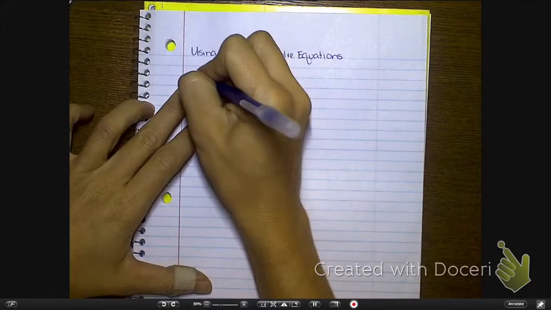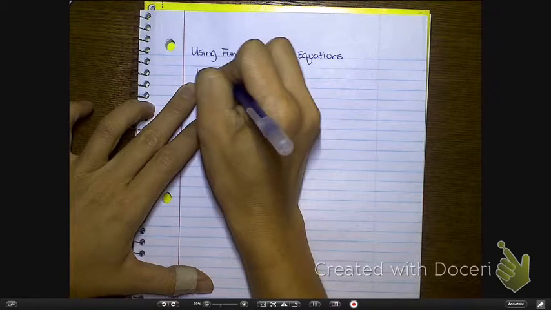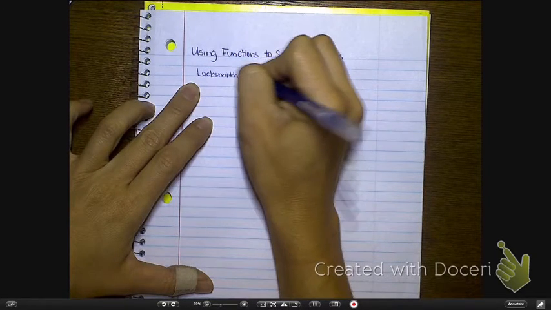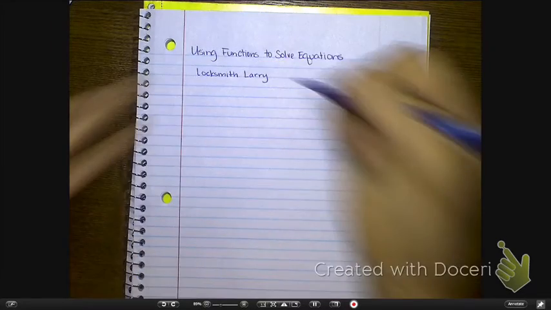Do you guys all know what a locksmith is? What does a locksmith do? You guys know?